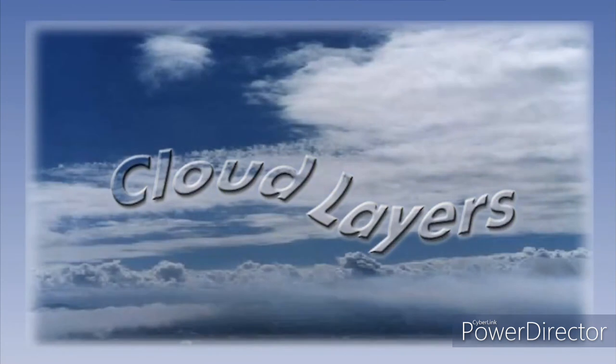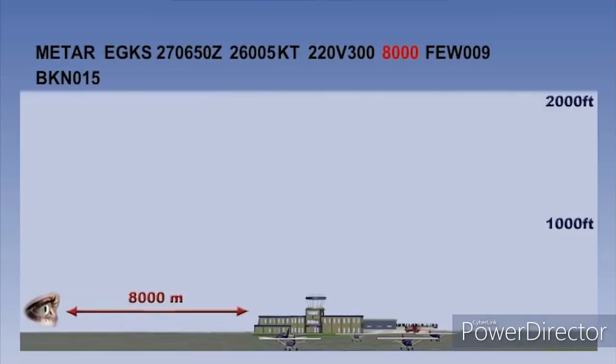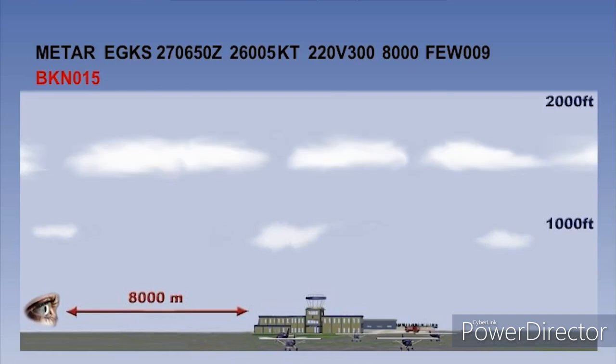If there are several layers of cloud, then these will be shown in ascending order. Higher cloud layers will only be included in the METAR if they cover a greater proportion of the sky than the reported layer immediately below. In our example METAR, we have a visibility of 8 kilometers with 2 cloud layers. The first is few at 900 feet, and the second is broken at 1500 feet.